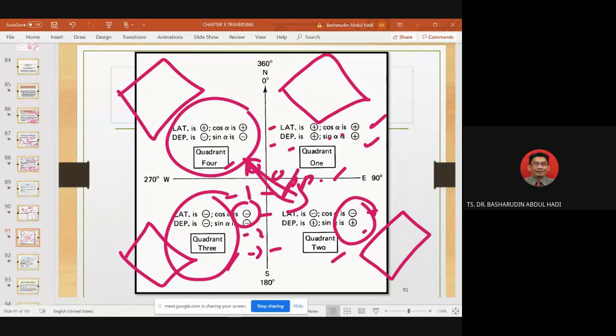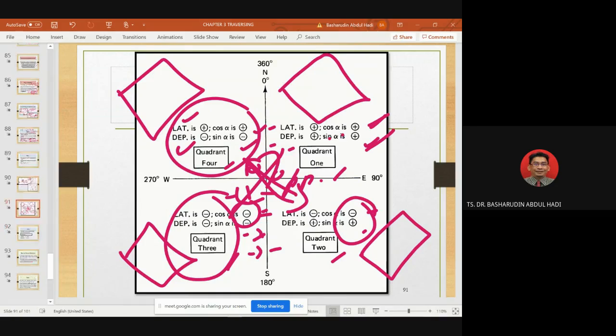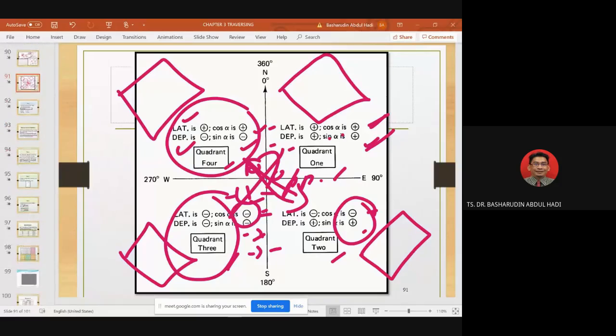So when we call latitude positive, we call departure negative. So this one is also opposite. Two positive, this one two negative. So it's easy to remember. So that is the sign system of latitude and departure. All right.